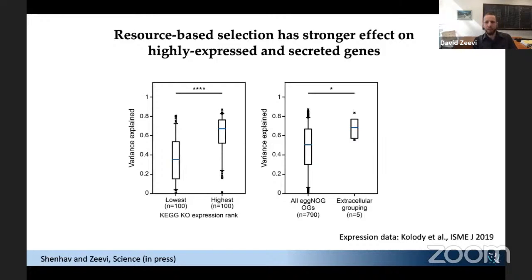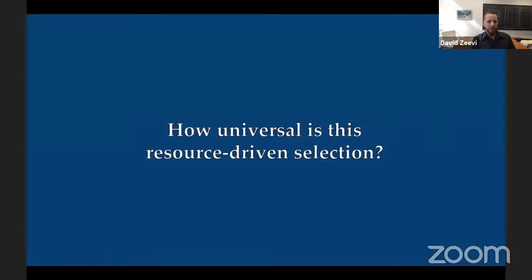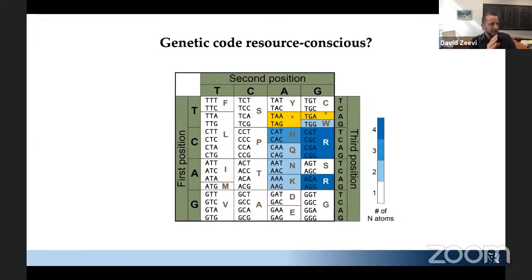And this is where we get into the second and deeper rabbit hole. We wanted to see how universal this selection is, and this is where it gets really cool. Specifically, we wanted to see whether this resource conservation was made easier by the amino acid choices of the microbe and the structure of the genetic code. This is the structure of the genetic code.